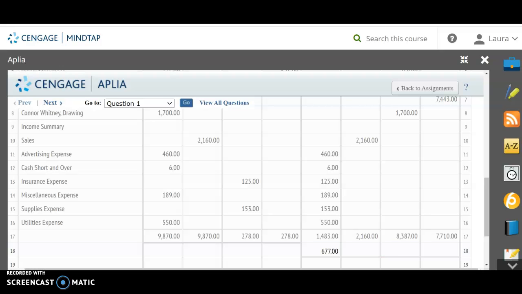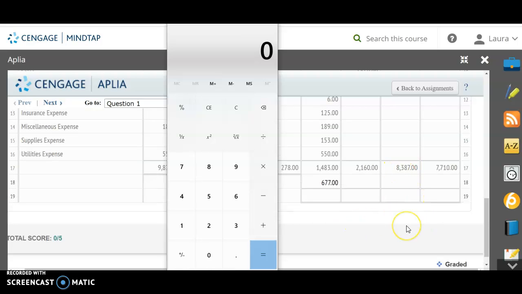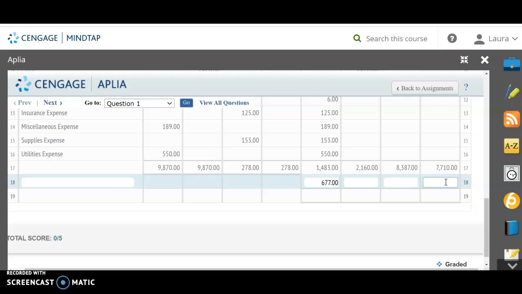Then we're going to do the same thing over here. We're going to subtract the big number minus the little number here on our balance sheet. So here's our balance sheet columns. So I'm going to take the 8387 and I'm going to minus the 7710. And I should get that same amount, 677. So you know we did that correctly. So we're going to plug that 677 under the smaller of the two.